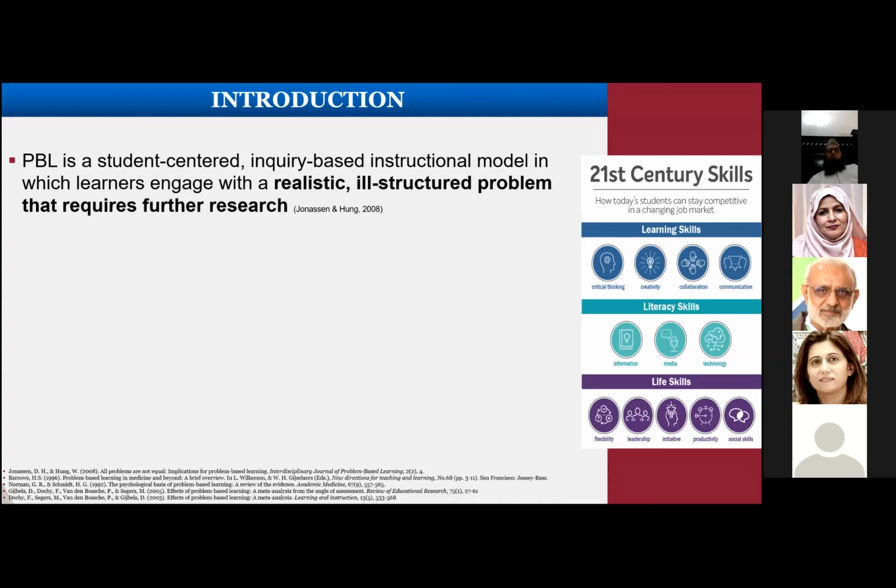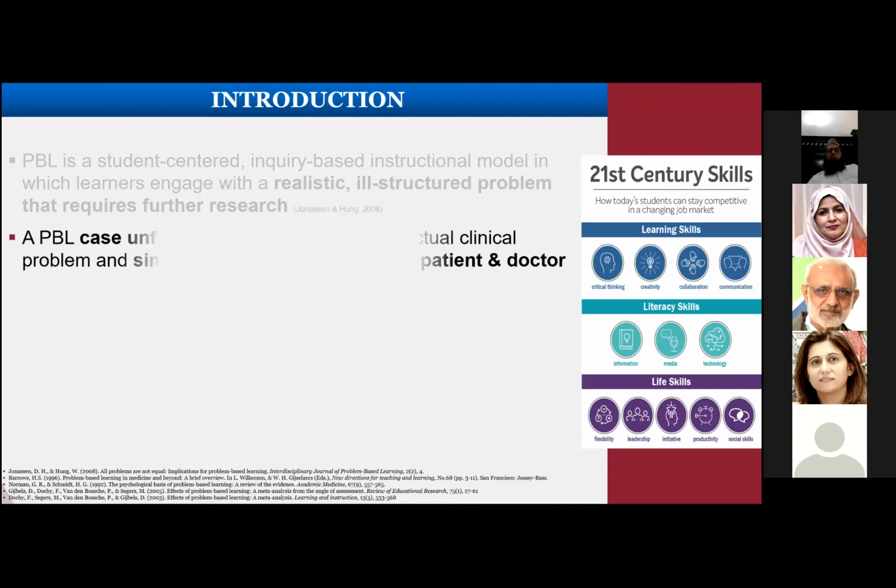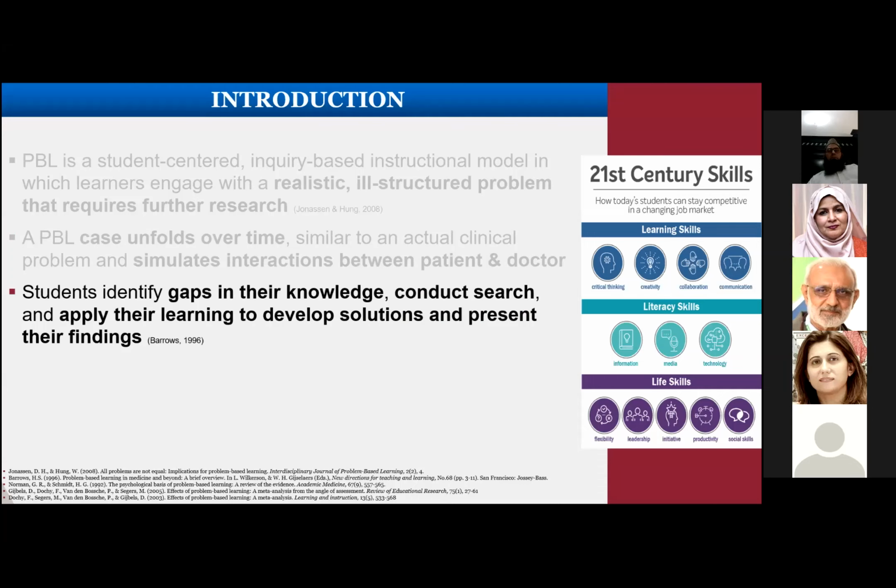So PBL is a student-centered inquiry-based instruction model in which the learners engage with a realistic, which is not real, but it is a realistic, ill-structured problem. The problem doesn't have to be really very perfect. It should be adjusted according to the learning outcomes which have been identified for that case. The problem is such that it requires further research as well. The PBL case unfolds over time, similar to an actual clinical problem, and simulates the interaction between the patient and a doctor. The students identify the gap in the knowledge, conduct research, and apply their learning to develop solutions and present their findings.